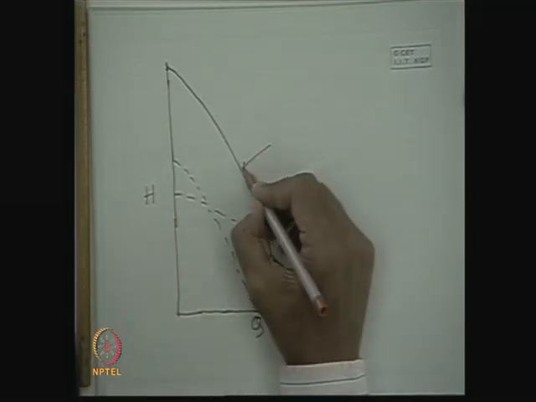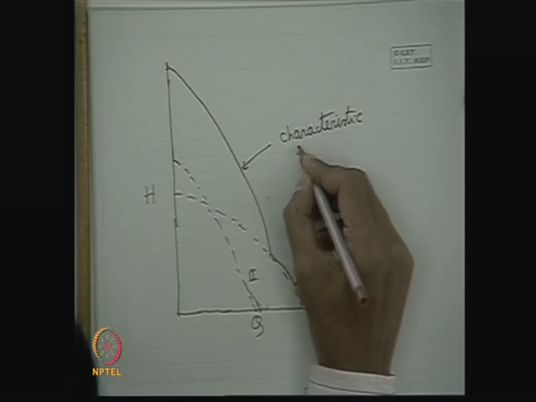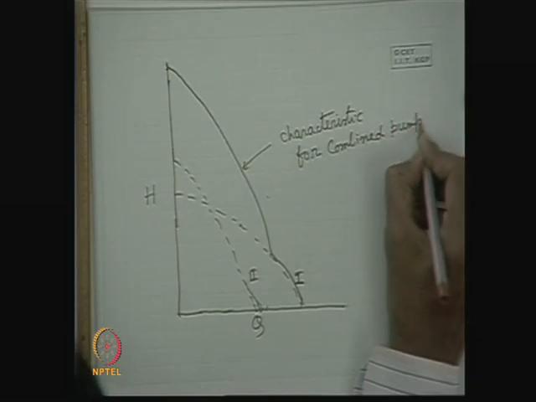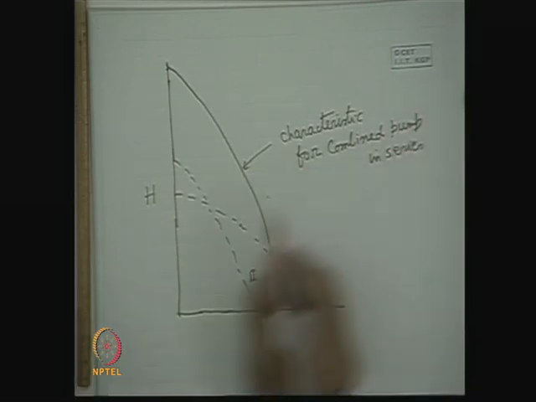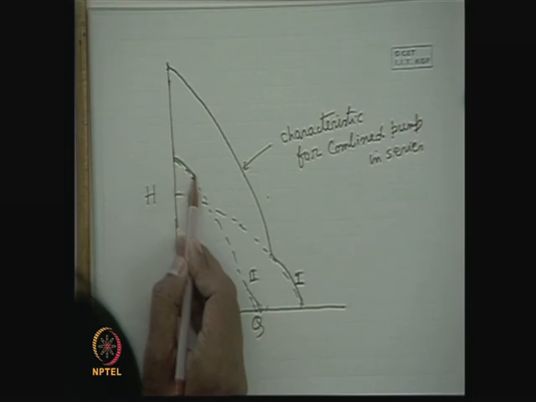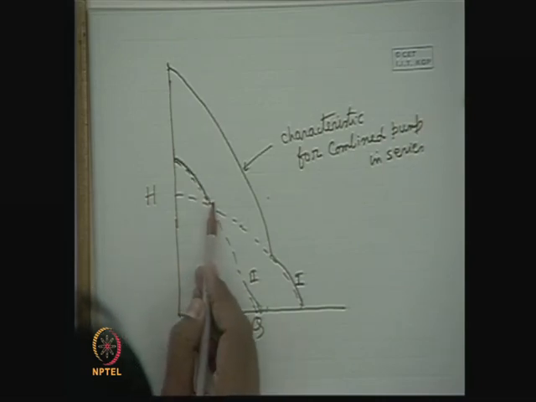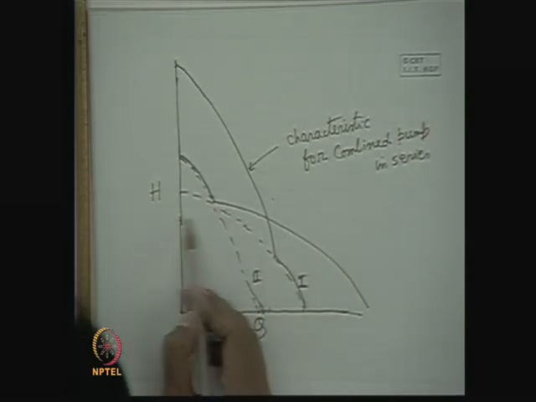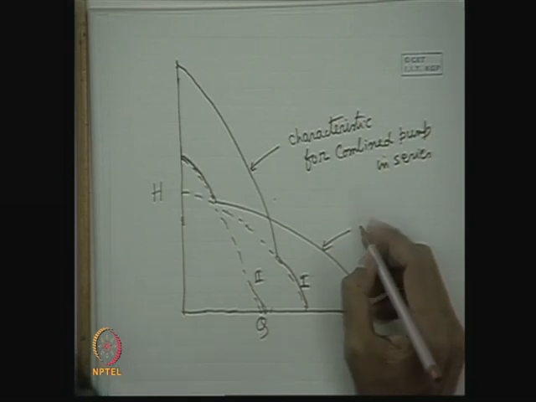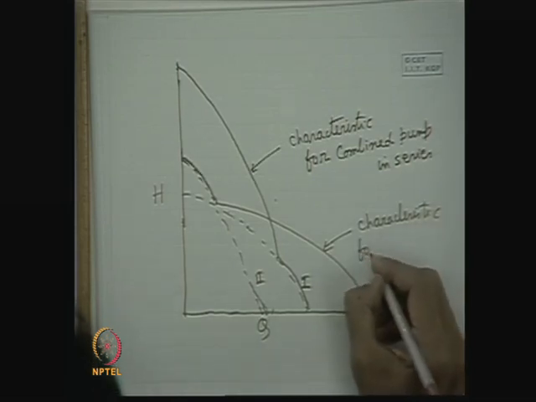So this is the characteristic for combined pumps in series. Similarly, we can draw for the pumps in parallel. So up to this part, there is no flow delivered by pump 1. So therefore, this will totally follow pump 2. Then it will be like this. Because after that, at any head, the flow rates delivered by the two pumps will be added. So it is very simple. So therefore, it is the characteristic for combined pumps in parallel.